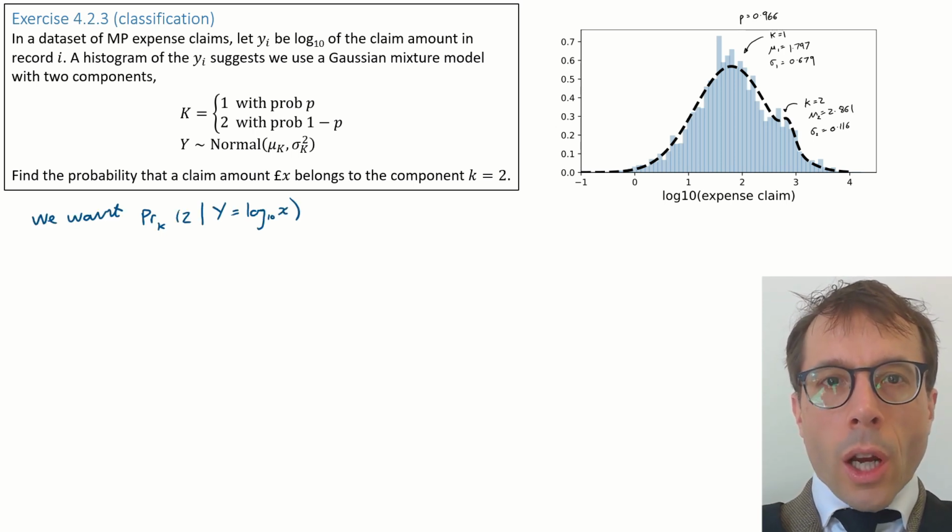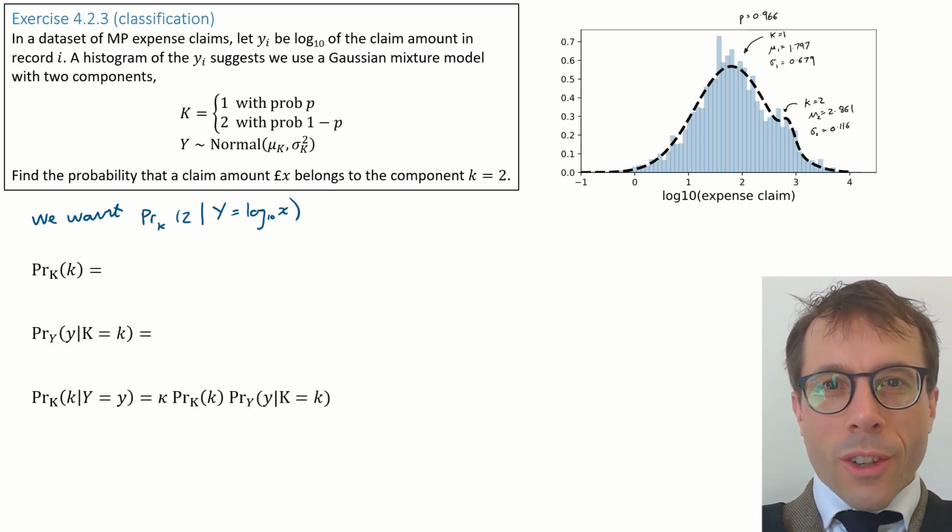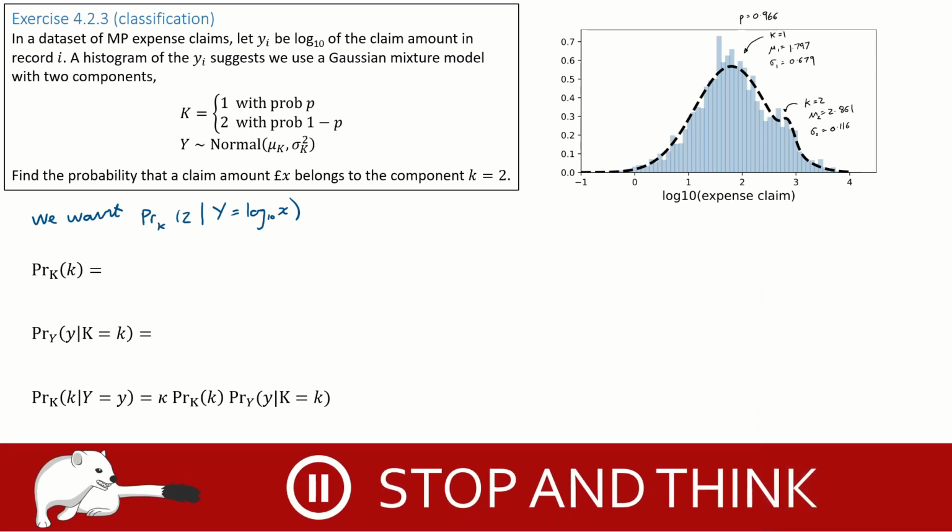In Bayesian language, I want to know, given a claim amount x, in other words, given an observed value y equals log x, what's the probability that k equals 2? It's exactly the same 3 steps as for every single Bayes question. I don't want to go over it again because it's exactly the same as before, but this would be a good time for you to test your skill. Pause the video and see if you can apply Bayes' rule to get the probability we want. When you're ready, press play.